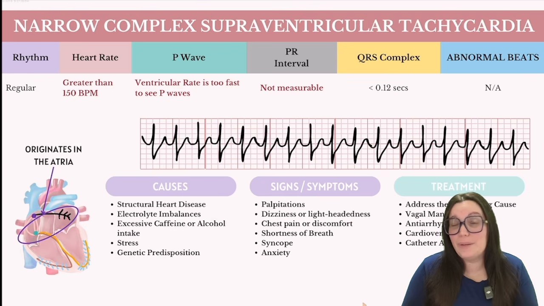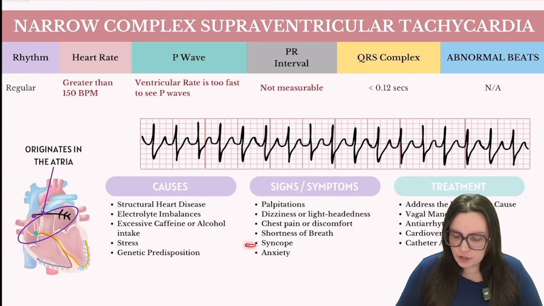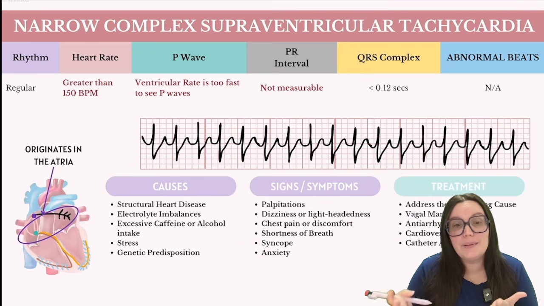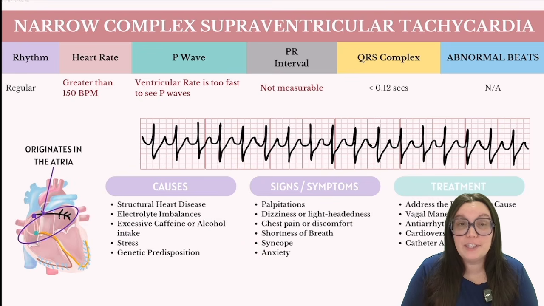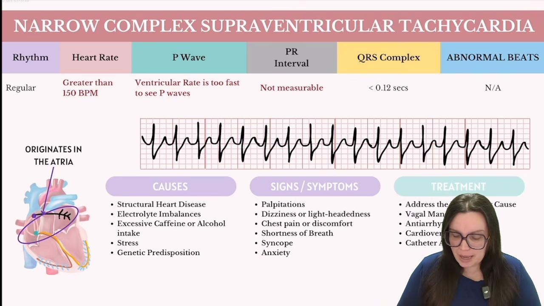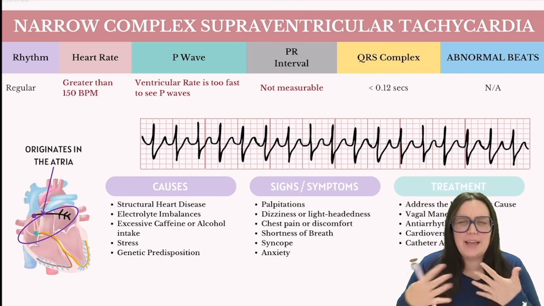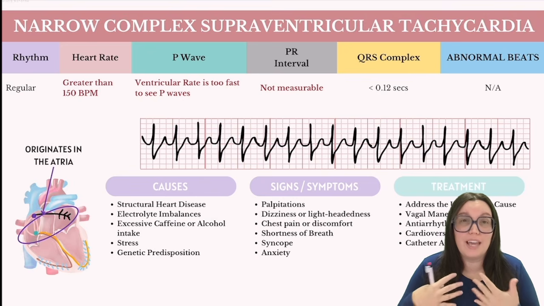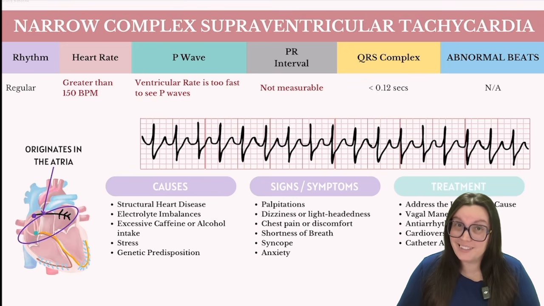Signs and symptoms are pretty much going to remain the same like we see with all heart rhythms. The only difference is that we could see syncope and we could see anxiety. So in case you didn't know, syncope is episodes of fainting or near fainting that can occur due to prolonged SVT. And as you can imagine, feeling that beating and that rhythm inside your chest that you can't control, that could lead to some tremendous anxiety.